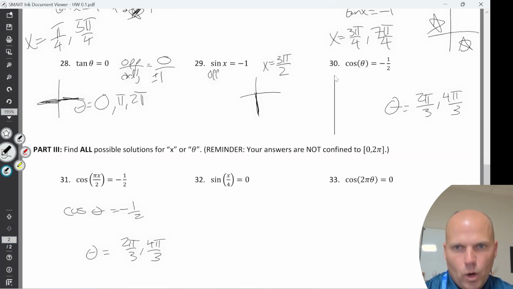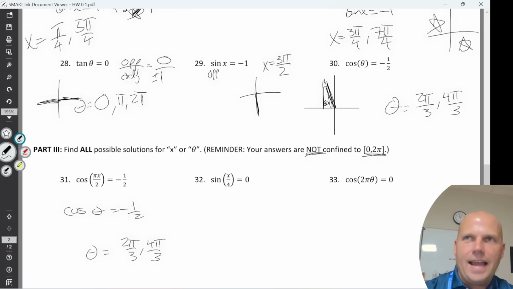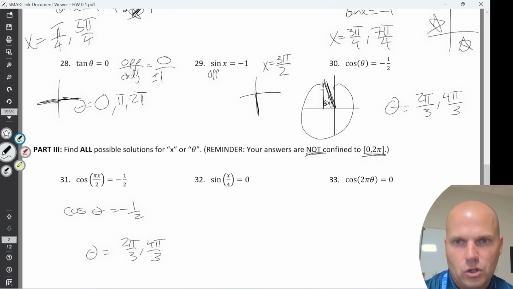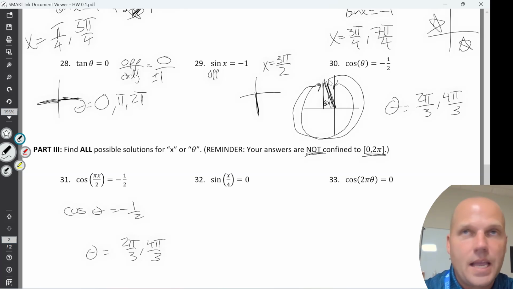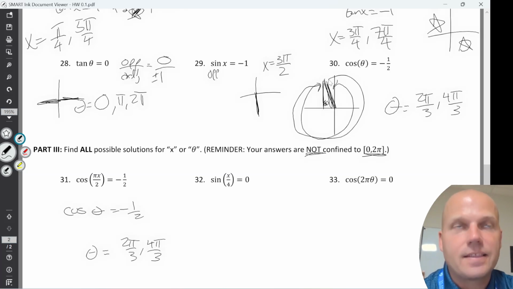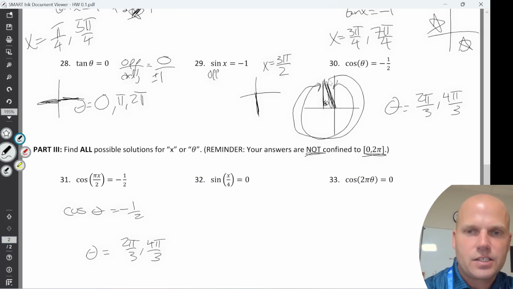Now, what do you mean, Mr. Messner? You are not confined to 0 to 2 pi. Well, 2 pi over 3 creates this 60-degree angle. 60-degree angle creates this triangle. Are there any other possible angles that create this 60-degree angle with the x-axis? And the answer is yes, there's infinite. Because we can always go around the circle in any direction, end up where we started or where we came from, and still create this 60-degree angle with the x-axis.